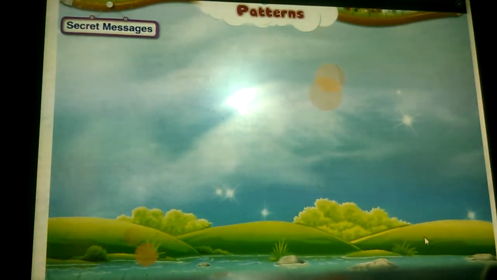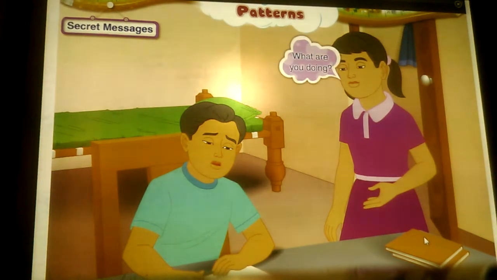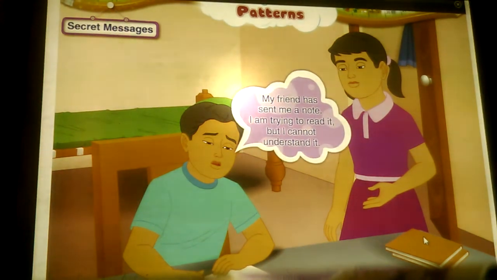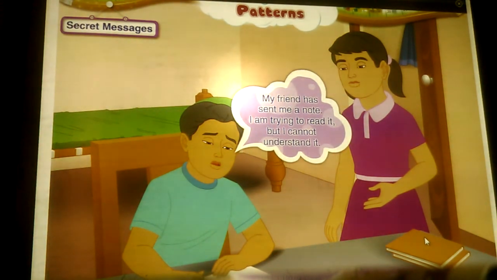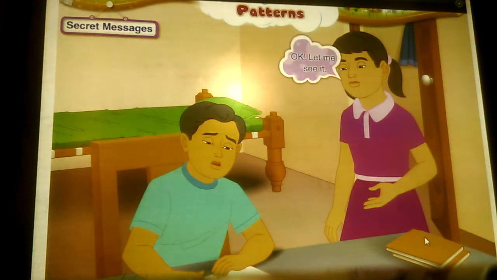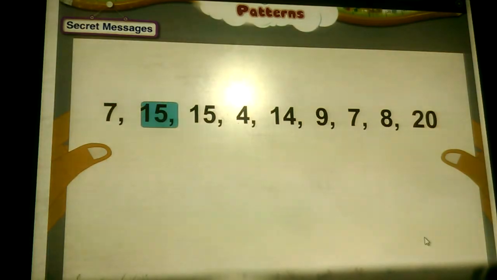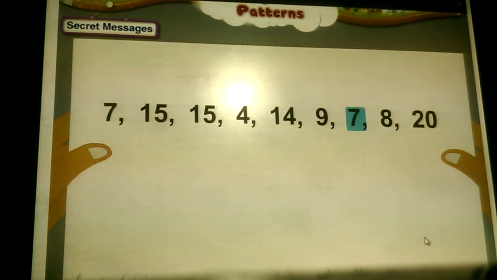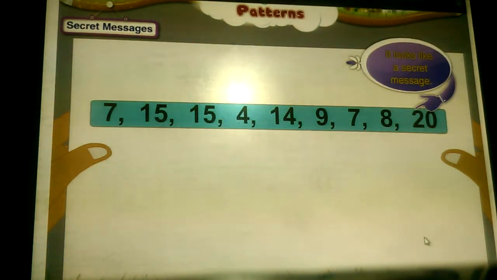Secret messages. Yamini says, "Hey, what are you doing?" Sonu says, "My friend has sent me a note. I'm trying to read it, but I cannot understand it." Yamini says, "Okay, let me see it." The numbers 7, 15, 15, 4, 14, 9, 7, 8, 20 are written. She says, "It looks like a secret message."